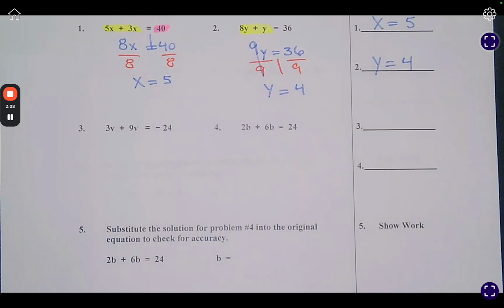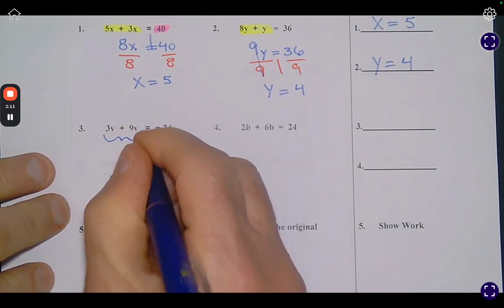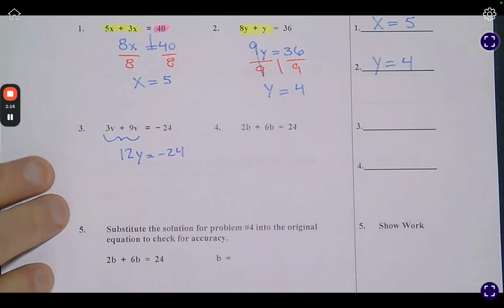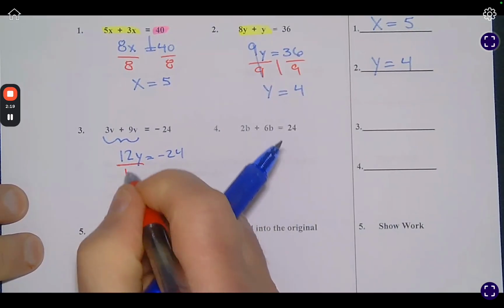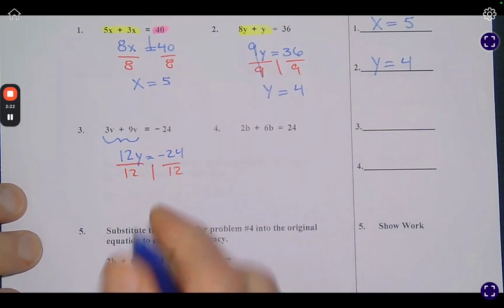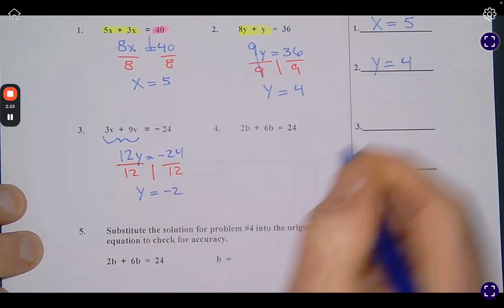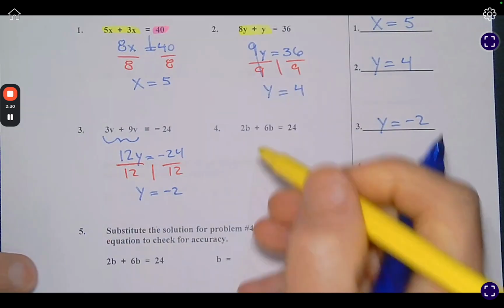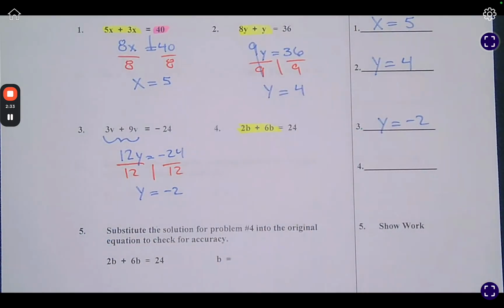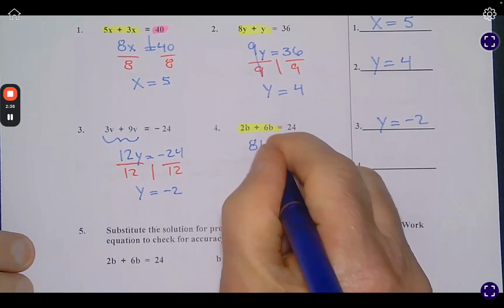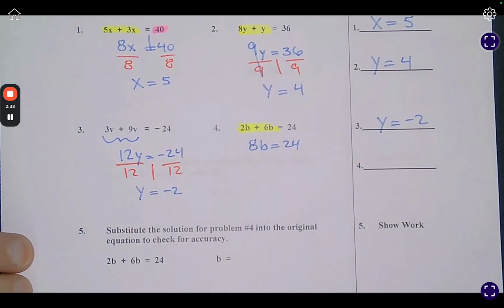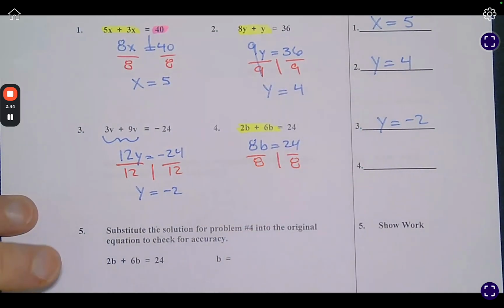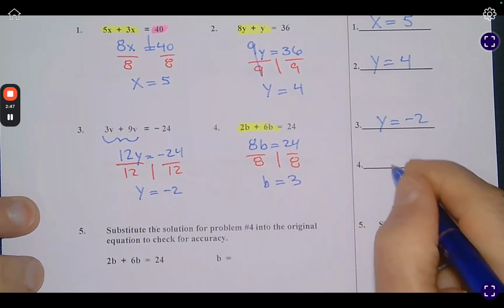Here's number 3. Again, I'm going to combine my like terms. I have like terms right there. 3 plus 9 is 12 equals negative 24. Inverse operation for multiplication is division. Do it to both sides, please. y equals negative 2. All right. Combine these like terms. 2b and 6b is 8b equals 24. Divide both sides by that 8. And b equals 3. Good job.